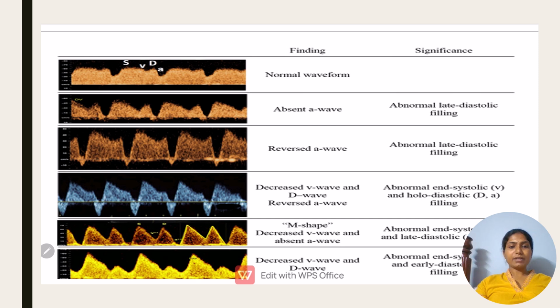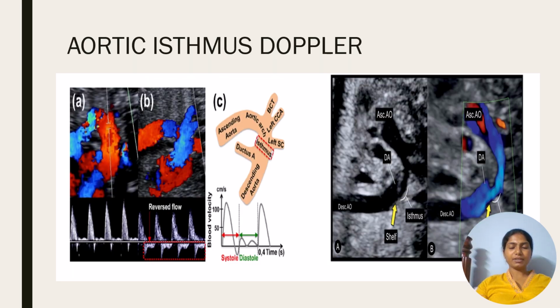I have told you this in the previous slide itself. The first one is the normal, which has the S wave, the D wave and the A wave. Next there is an absent A wave. Next there is a reversed A wave, and there are certain other pathological abnormalities which are seen in the ductus venosus flow.